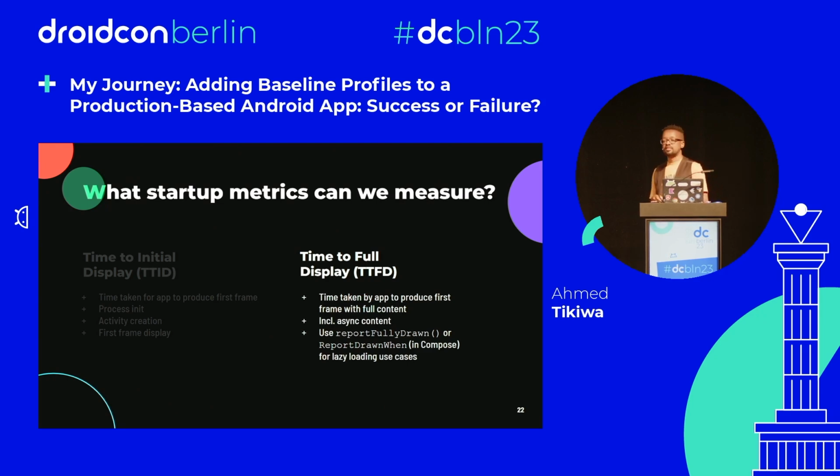Then we've got TTFD, which is the time to full display, which is a metric that measures the time it takes for the app to produce its first frame with full content. In other words, the app is visible to the user in a state that they can now interact with. So now everything is finished in terms of the process and the application. Now your user is able to interact with your app. At that point in time, that's the full display, TTFD.